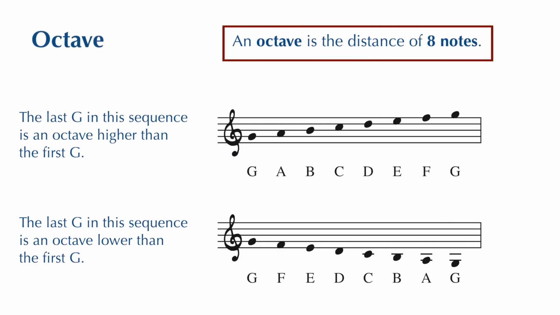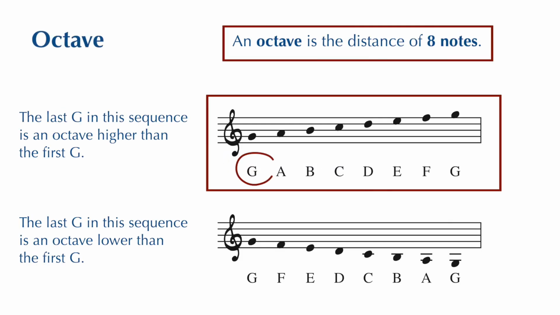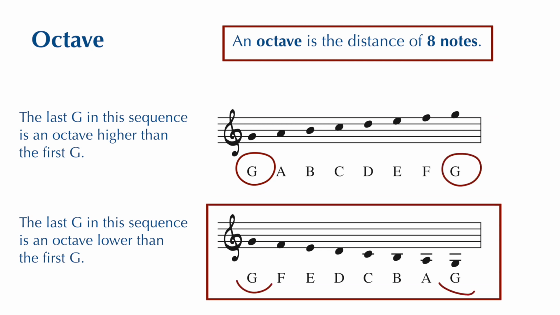An octave is a distance of 8 notes. If you take, say, a G, the next higher G is an octave higher, or 8 notes higher: 1, 2, 3, 4, 5, 6, 7, 8. And the next lower G is an octave lower, or 8 notes lower: 1, 2, 3, 4, 5, 6, 7, and 8.